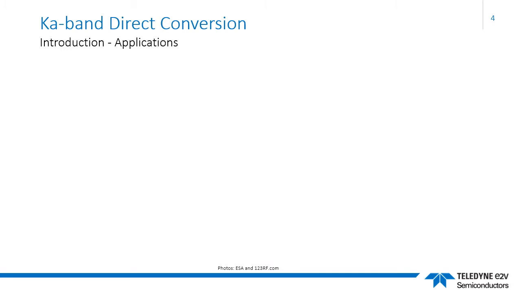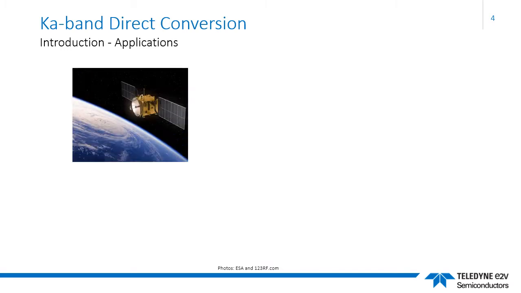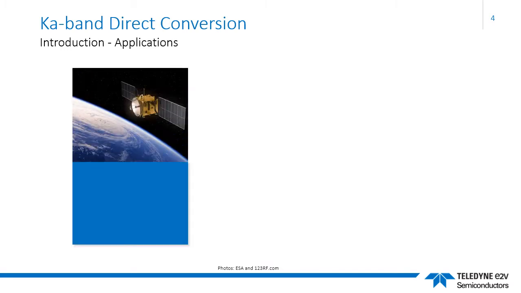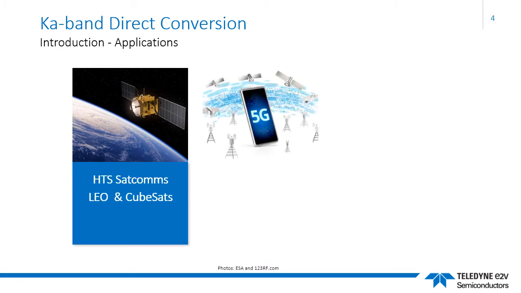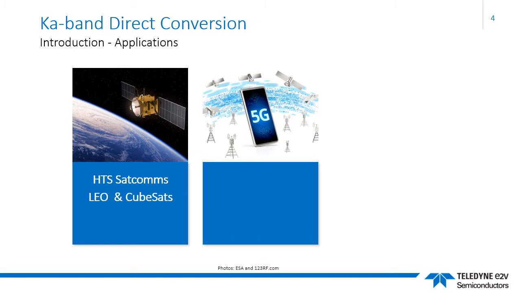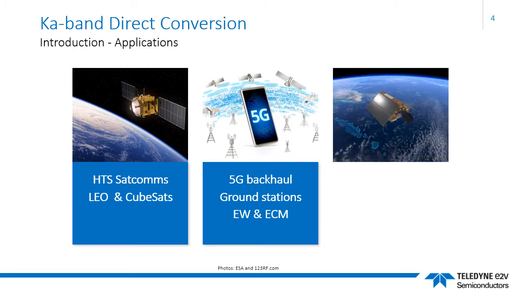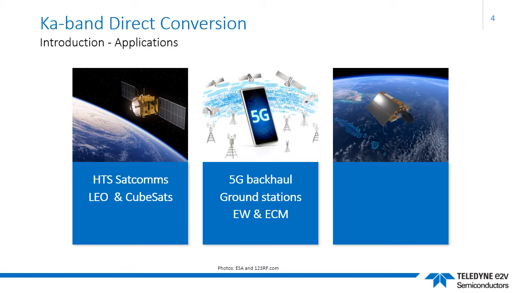Beyond the commercial concepts mentioned previously, other applications include high-throughput satellites, low Earth orbit and CubeSats. Satellites will no doubt be providing 5G backhaul services in the immediate future. Moreover, SDM technologies will find a rapid home in electronic warfare and electronic countermeasure systems. Finally, high-resolution synthetic aperture radar systems are being used to significantly improve the capabilities of Earth observation systems and the science associated with them.